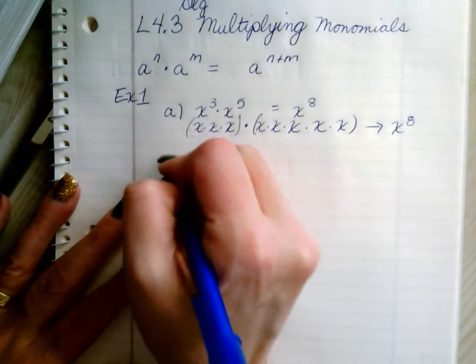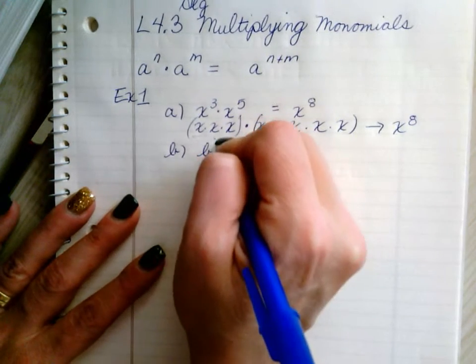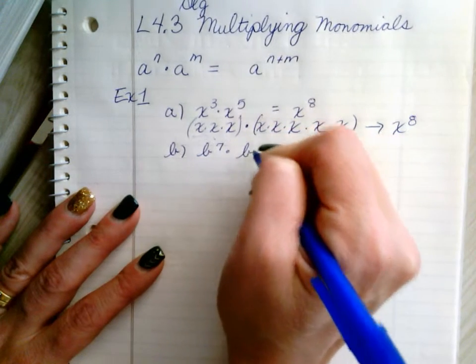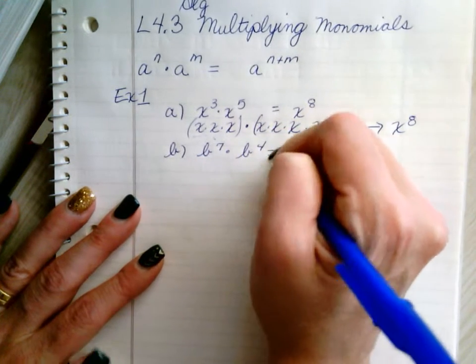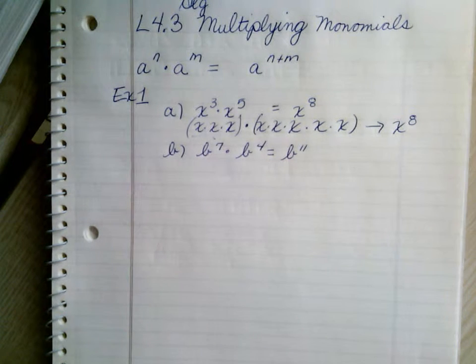Letter B is the exact same thing, and I'm not going to draw 7 b's. B to the 7th times b to the 4th is b to the 11th. Okay?